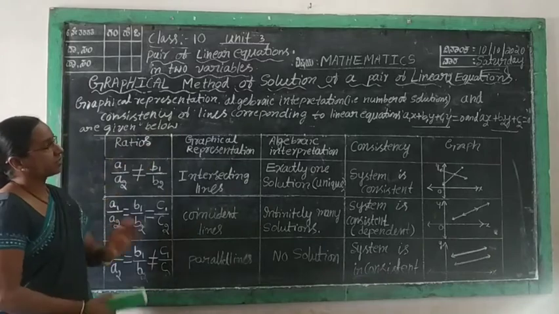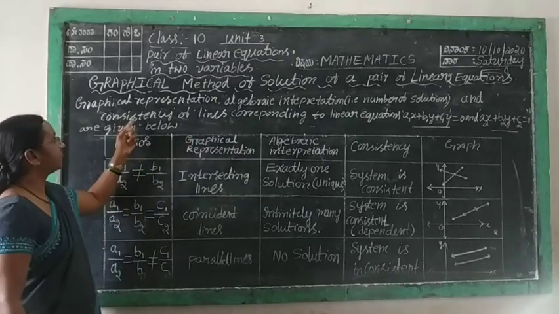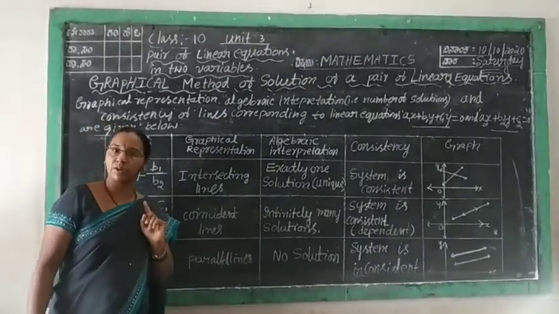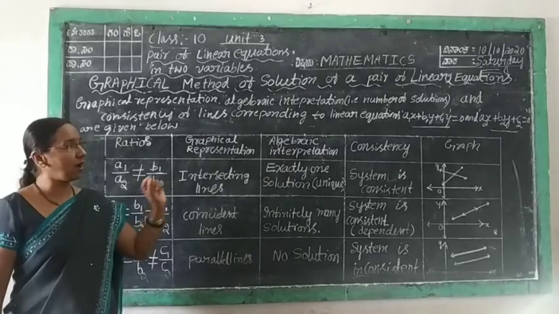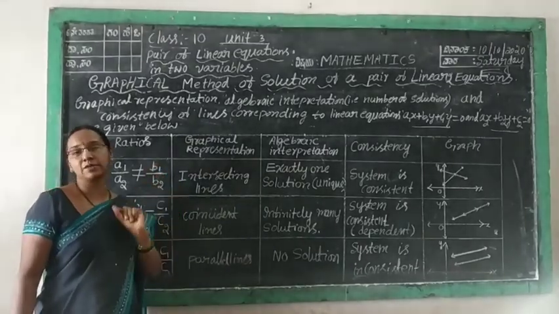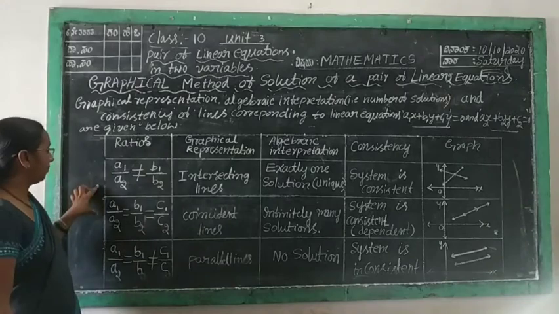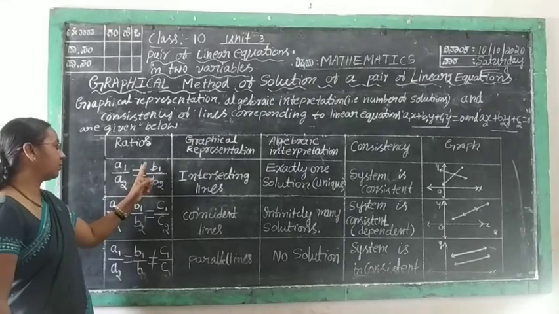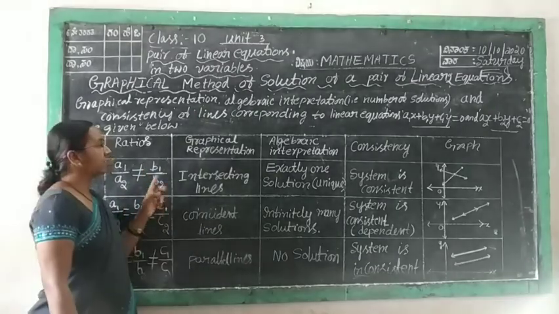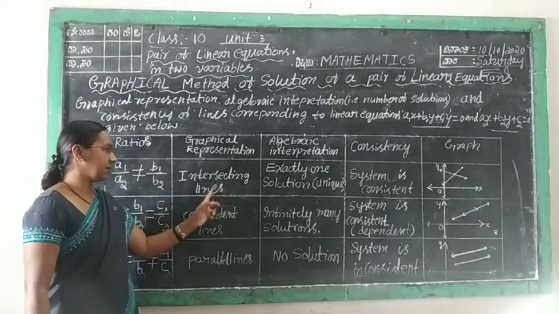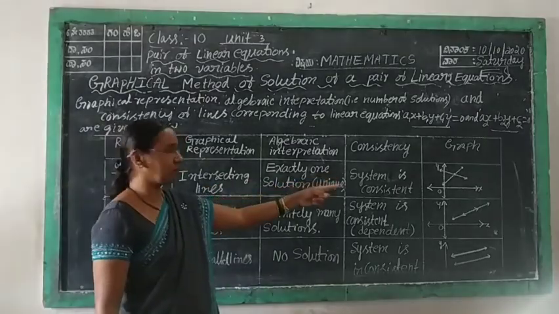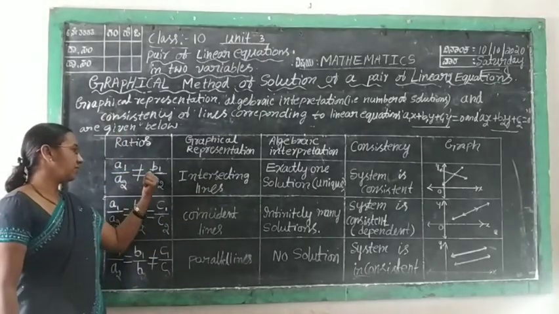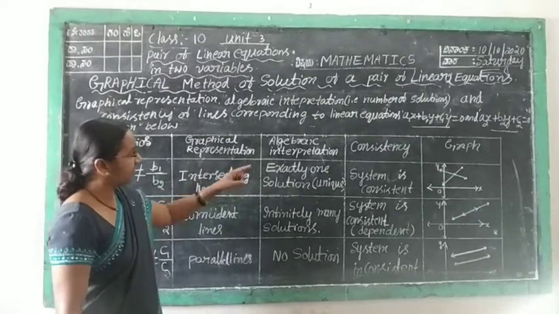The graphical representation, algebraic interpretation and consistency of lines for the corresponding linear equations a1x plus b1y plus c1 is equal to 0 and a2x plus b2y plus c2 is equal to 0 are given below. First one: a1 by a2 not equal to b1 by b2. Its graphical representation is intersecting lines. The graph is shown below. Intersection of lines for the ratio a1 by a2 not equal to b1 by b2.